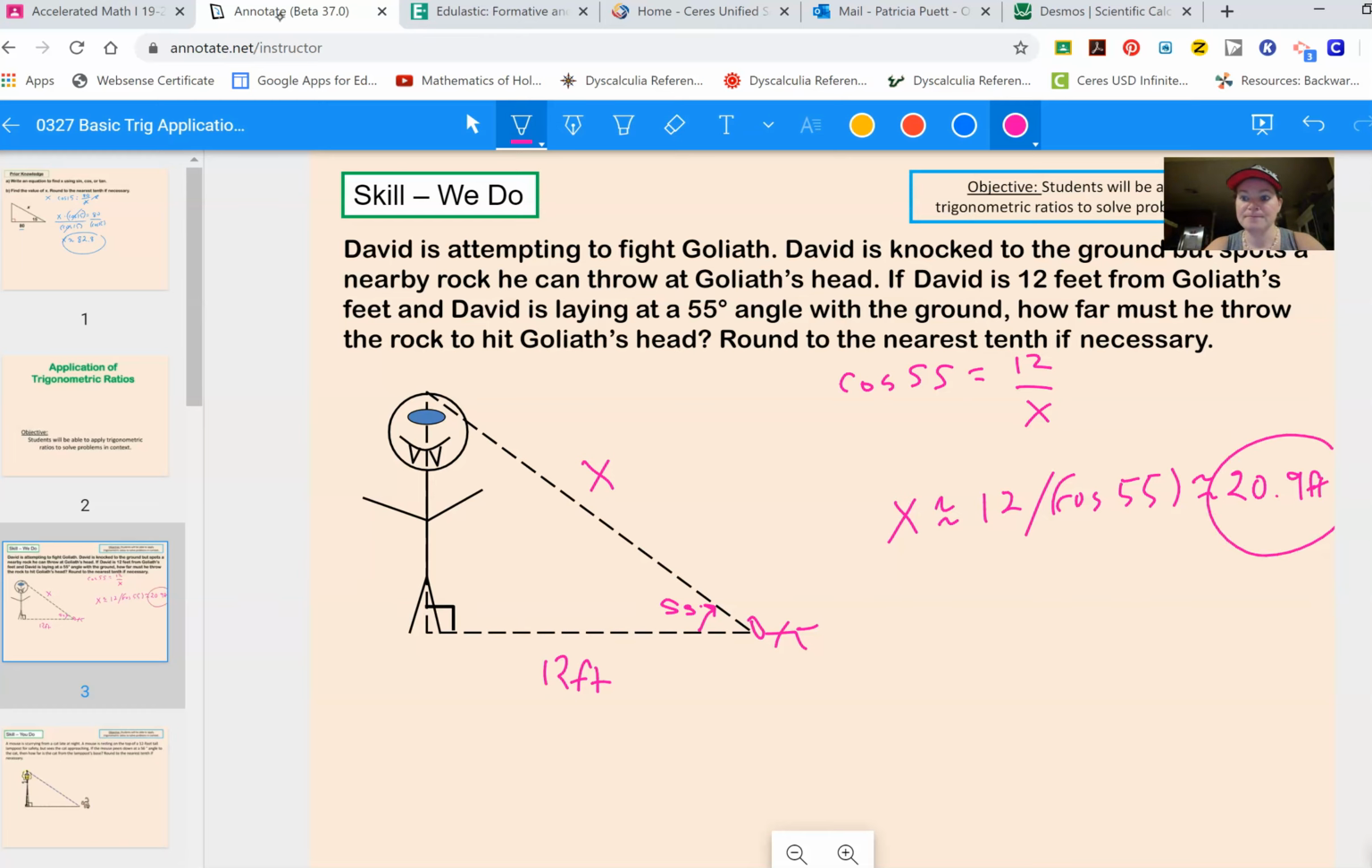To save time in today's lesson, I'm not going to write out the sentence conclusion, but know that you do have to write a sentence conclusion for this one. So, how far must he throw the rock to hit his head? David must throw the rock about 20.9 feet to hit Goliath in the head.